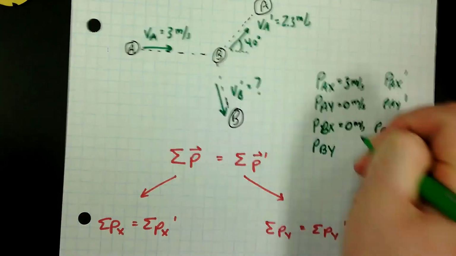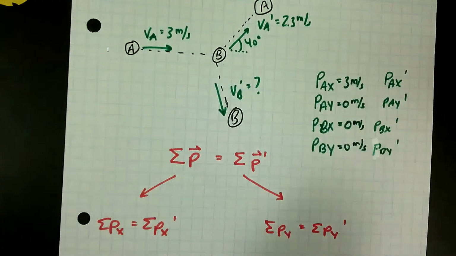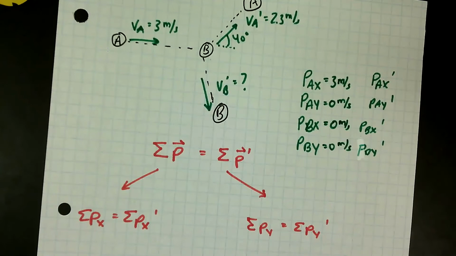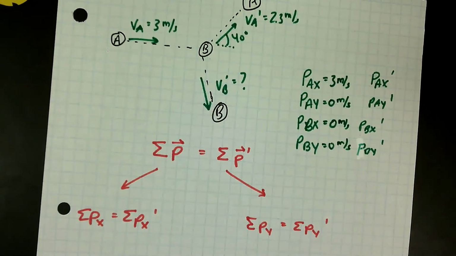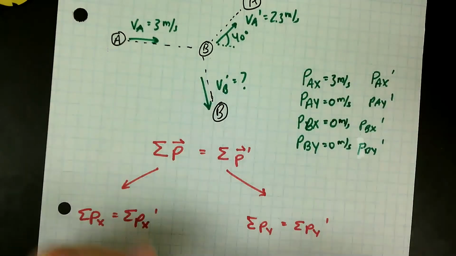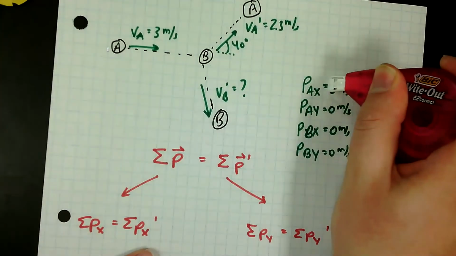And B is at rest. Oh, we have that. Okay. Oh, I should be careful. That's not PAX though. That's BAX. What's PAX?